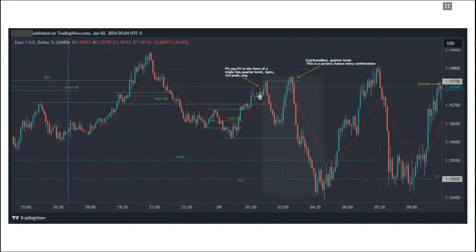We have 3 pin hammers right here. 2 pin hammers equal 1 confirmation, so we actually have 3. That's more than enough for 1, but not enough for 2. Now the third peak is an engulfment, a bearish engulfing candle right there. Enter sells below the 20 EMA when candles have crossed below the 20 EMA.